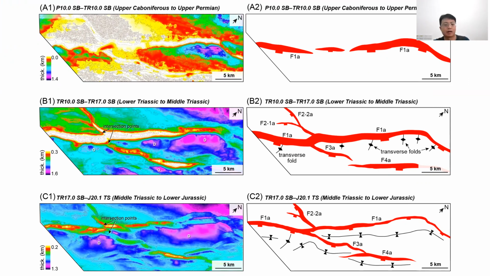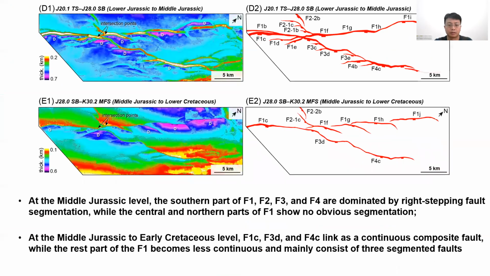And then from mid Triassic to early Jurassic, the fault was not much active, but the hanging wall deformation was clear, so it was dominated by hanging wall deformation, and not much fault displacement. Now, the fault displacement resumed in the lower to mid Jurassic. We can see that the southern part of F1 and F3, F4, and F2 were dominated by right stepping fault segmentation.